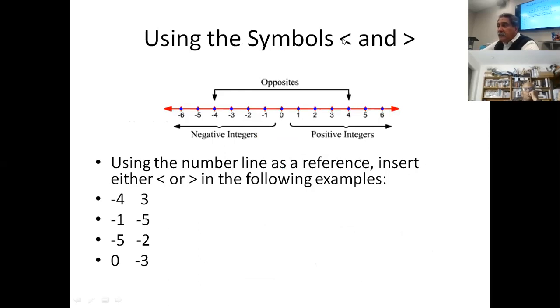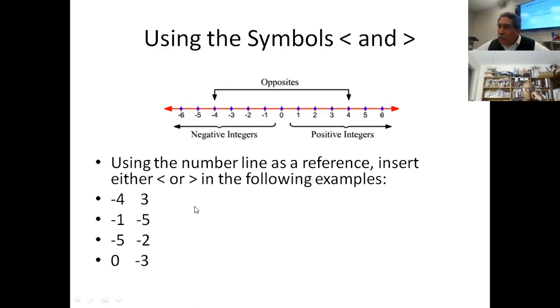We use these symbols, this meaning less than and this meaning greater than. If a number is here, it means this number is less than whatever is here. If the number is inside here, it means it's greater than the number that is outside. Now here, the thing that you've got to be careful about when you talk about integers, positive and negative numbers. Look at -3 and 4. Which one is bigger?